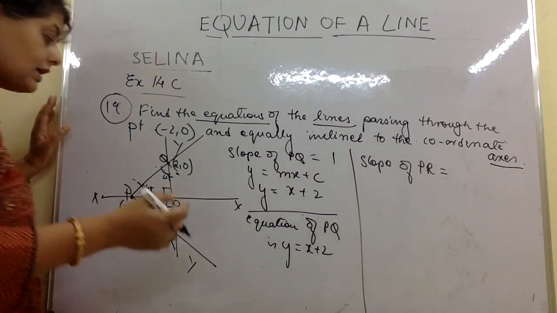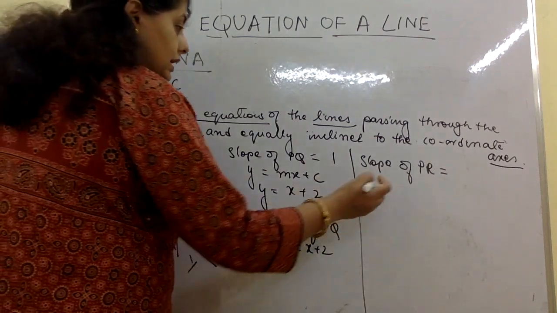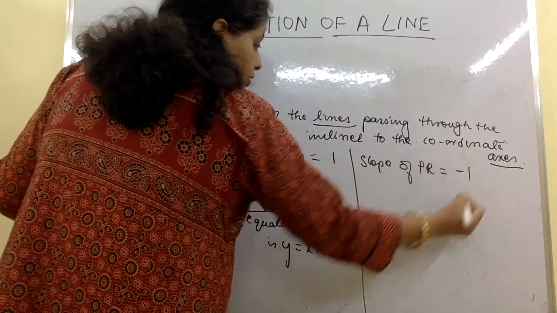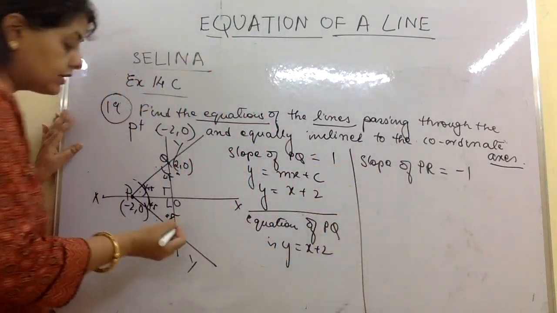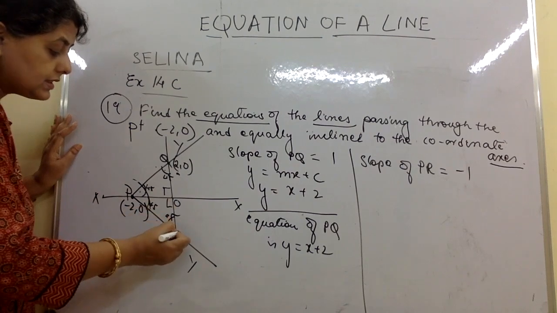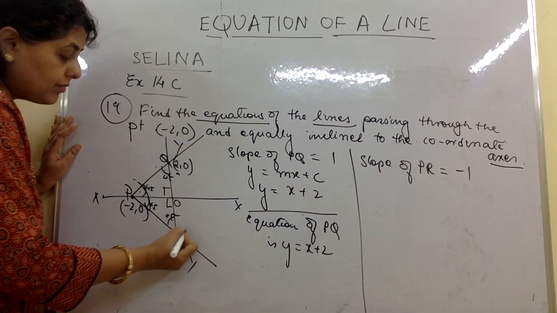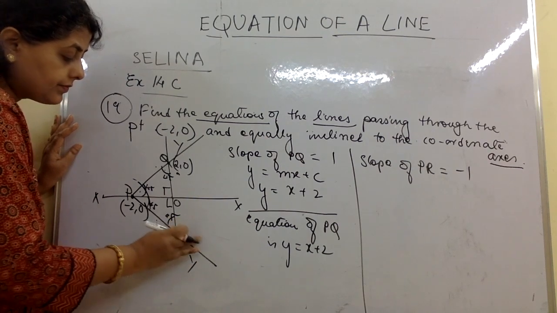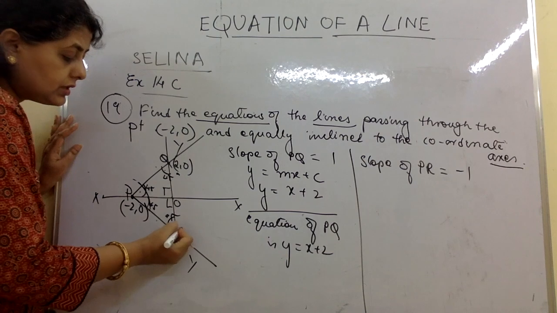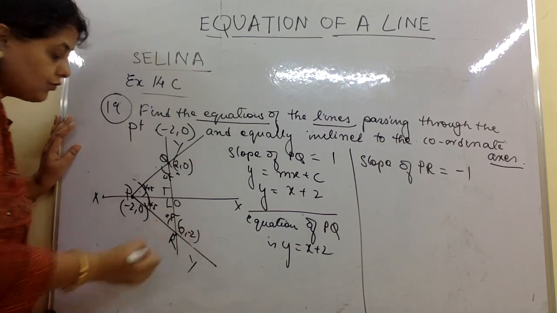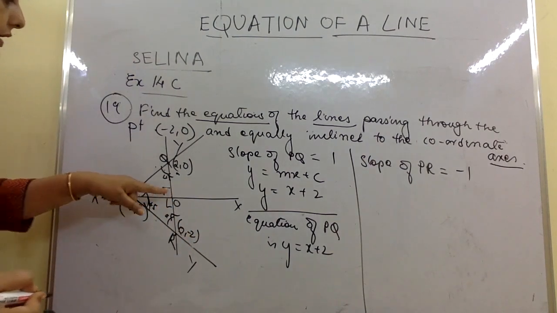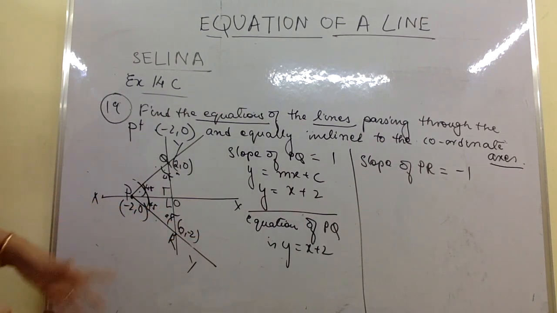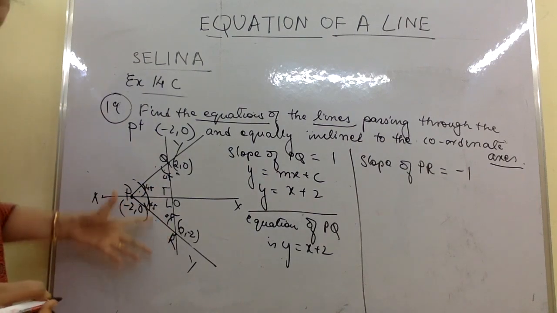So the slope of PR is how much? The slope of PR is -1 clearly. Now this part is also, for similar reasons, 0, -2. Why? Because this length OP has to be equal to OR, because it forms a right angle triangle. So 0, -2. Now I know my y-intercept also, which is -2.